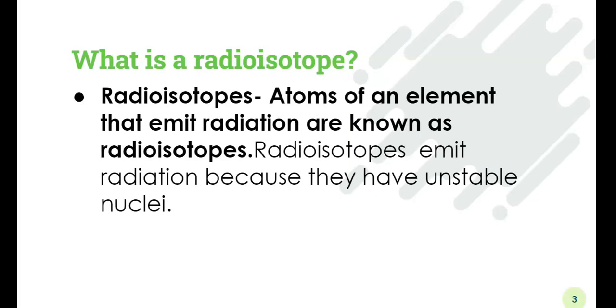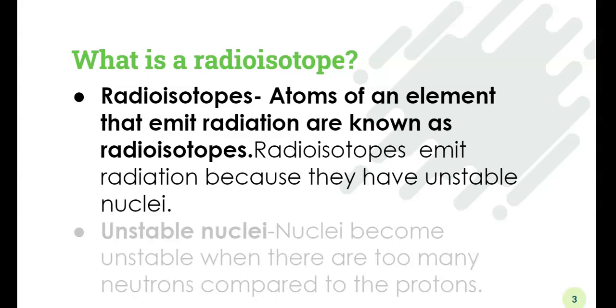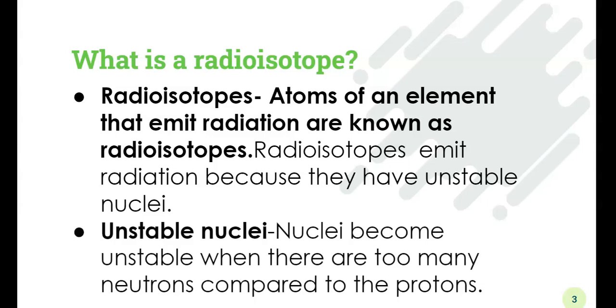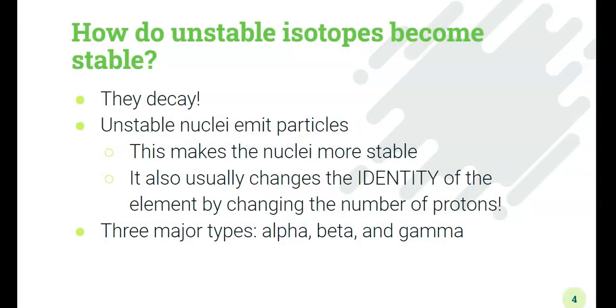So what is a radioisotope? These are just atoms of an element that emit radiation. So they have unstable nuclei, and the reason they have unstable nuclei is because there are too many neutrons compared to the protons. There's a high neutron to proton ratio. Now, in order to become more stable, these unstable isotopes simply decay. The nuclei emit particles, and that makes the nucleus more stable. Interestingly, it also usually changes the identity of the element because it changes the number of protons.